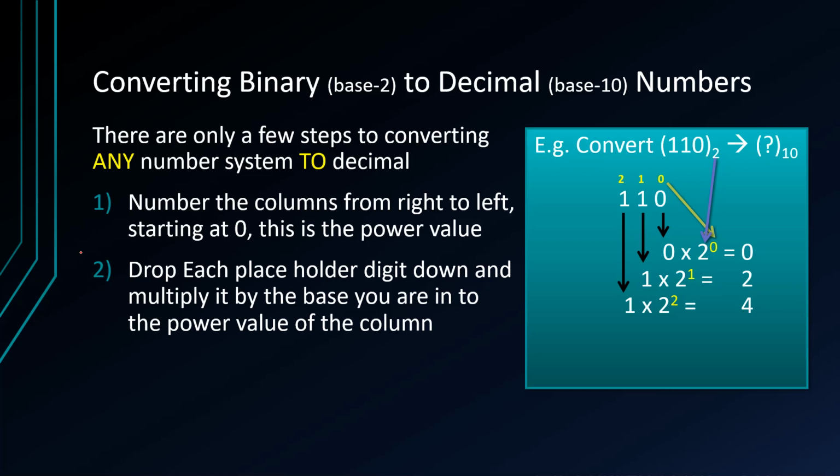And then the final step, just add them up. Add up all your products, and you should end up with your final number, which is a 6 in base 10. Notice that I actually wrote the brackets in the base. It's very important that we do that. Okay, that's it. That's all you have to do.